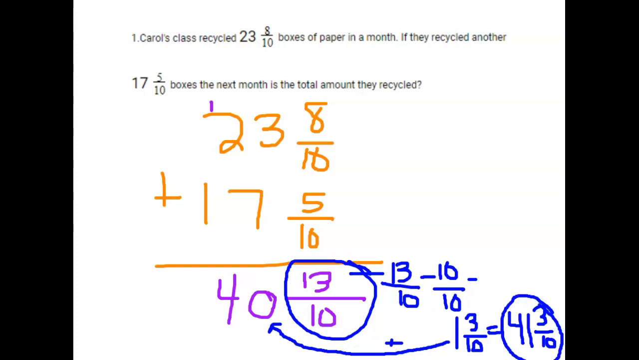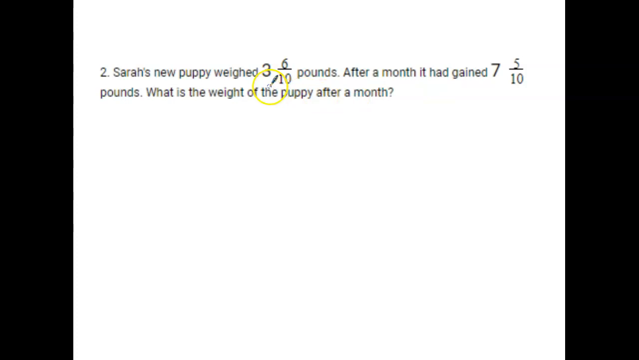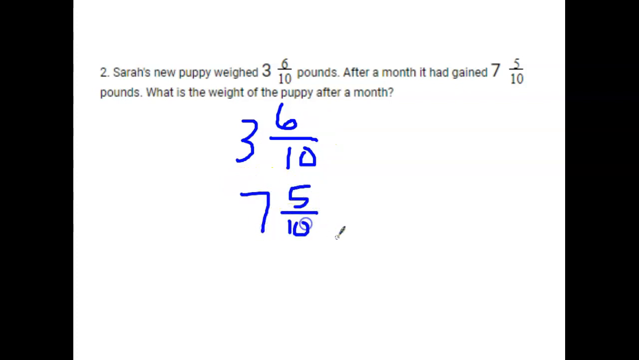All right, we're going to do one more. Sarah's new puppy weighed 3 6/10 pounds. After a month, it had gained 7 5/10 pounds. What's the weight of the puppy after a month? What do I have to add first? Great, 6/10 and 5/10. What is 6/10 plus 5/10? Good, 11/10. All right, what do I add next? Great, 7 plus 3. What is 7 plus 3? Great, 10. So I have 10 and 11/10.